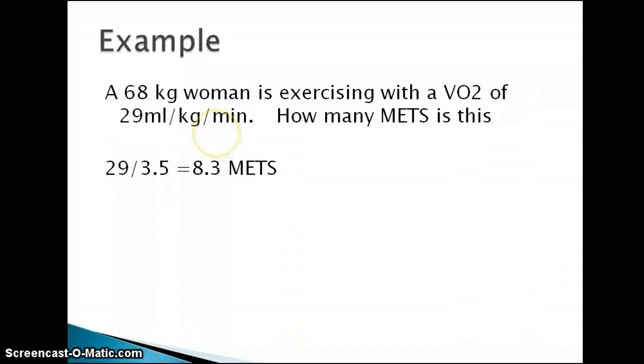Very, very easy. Okay. Don't worry about figuring out how many METs somebody is doing, but that's very easy to calculate.